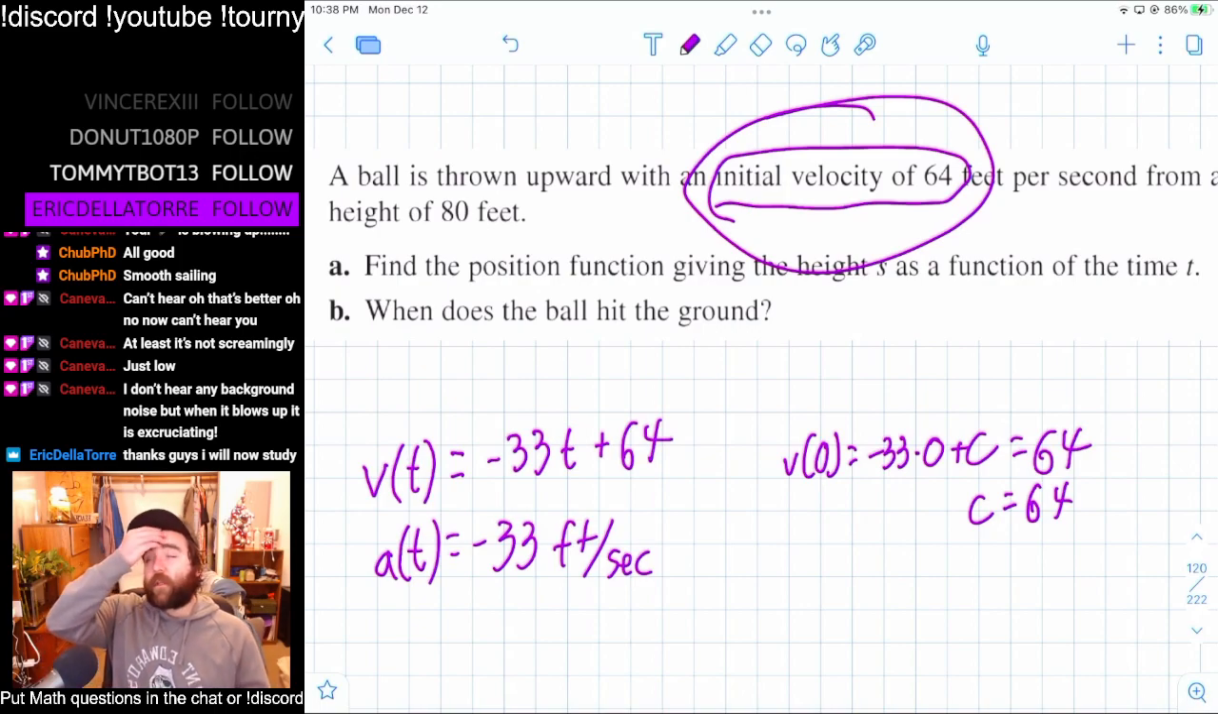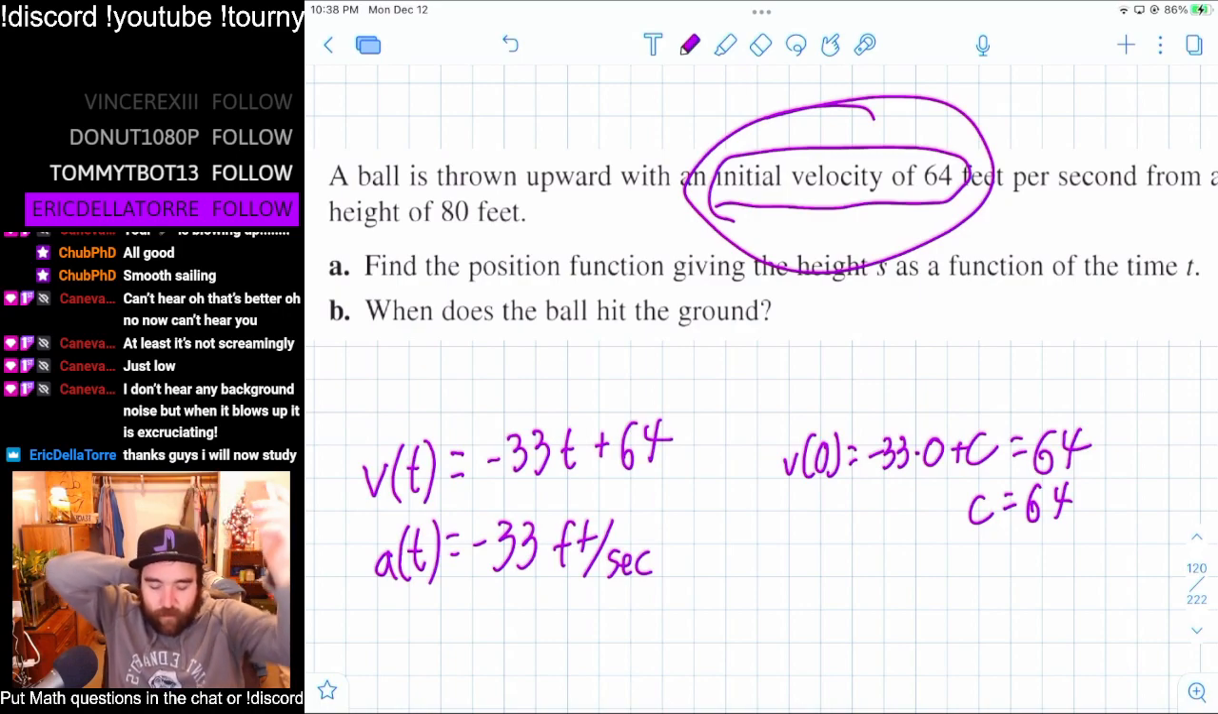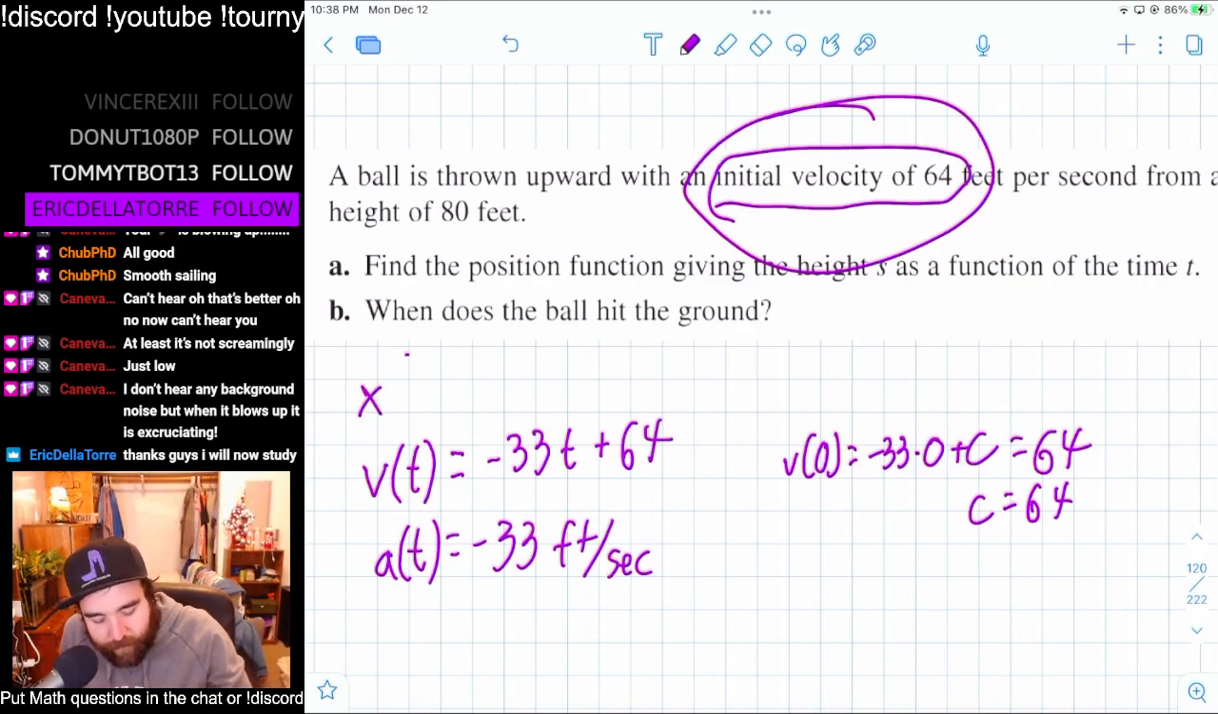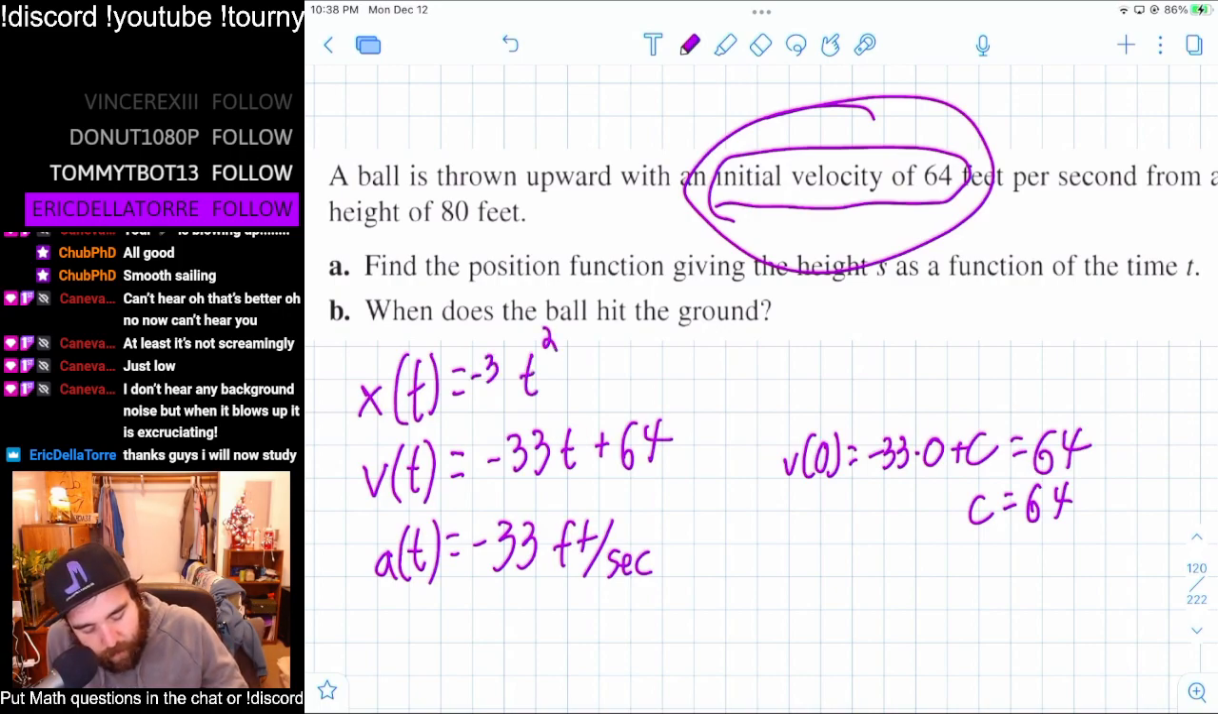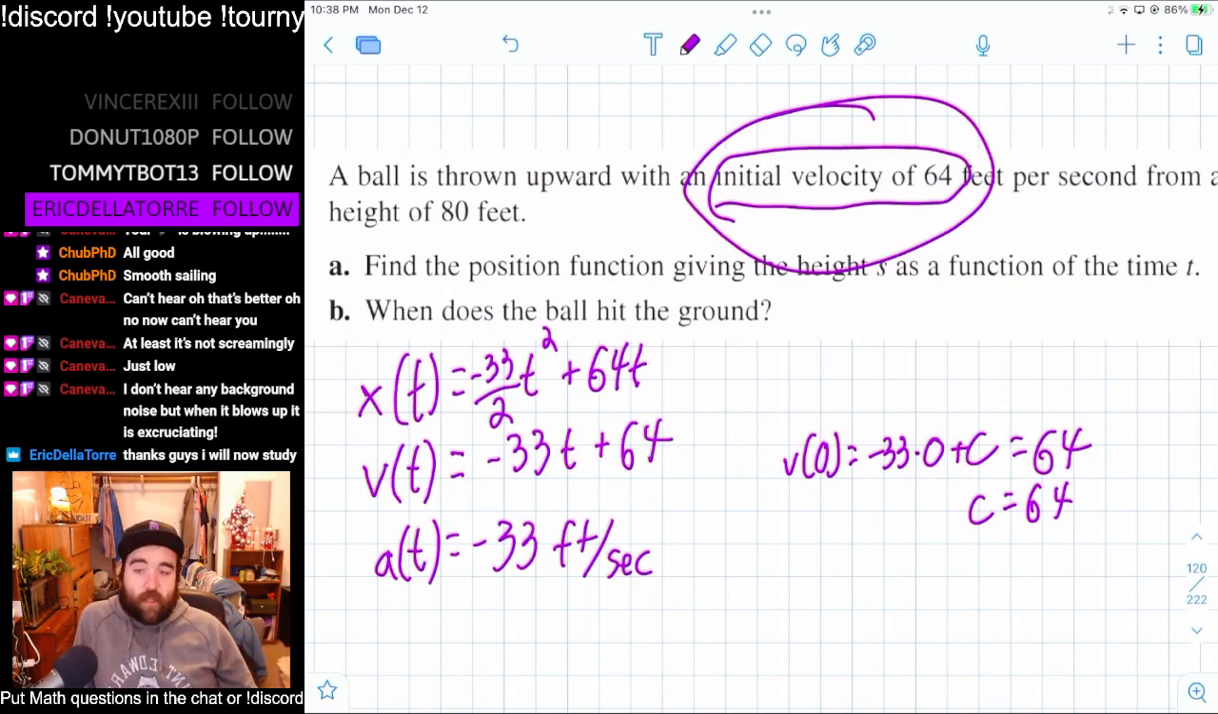And now let's keep going, because we know that the derivative of the position function is the velocity function. So if we take the integral of the velocity function, we'll get the position function. Well, look here, now you've got to use the reverse power rule. So we're going to increase the power by 1 to make it t squared, and then we're going to divide this by 2. And here, this is just 64, so it ends up being 64t. So see, that's just reverse power rule type stuff.